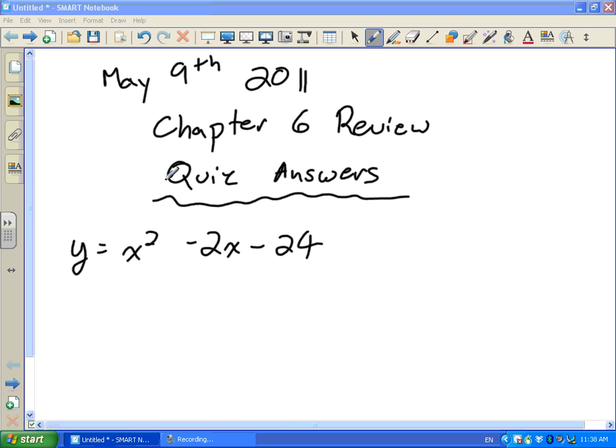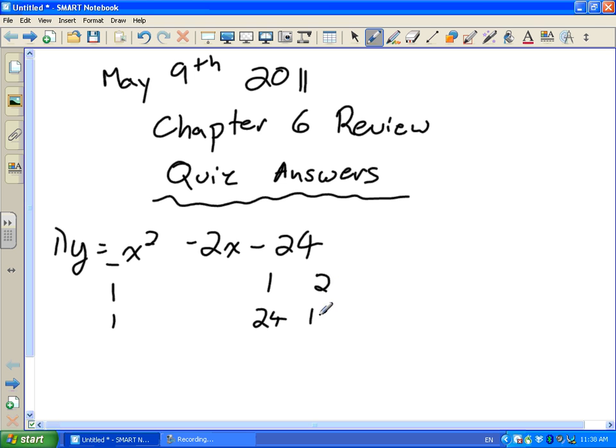So, quiz. Very first question. It asks you to put this into factored form. Which means they just simply want us to factor it, just like chapter, what was it, 4, 5? We did it so long ago. I take the factors of the first coefficient, which is 1, so 1 and 1. Factors of the last coefficient, so I have 1, 24, 2 and 12, 3 and 8, and 4 and 6.